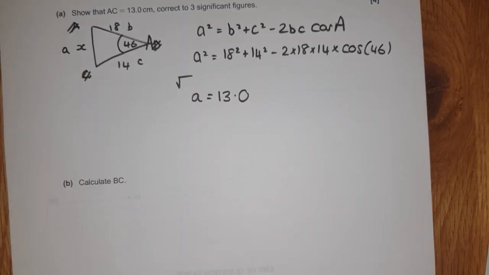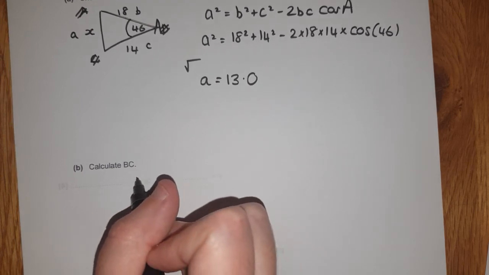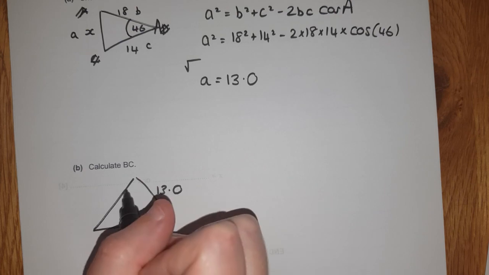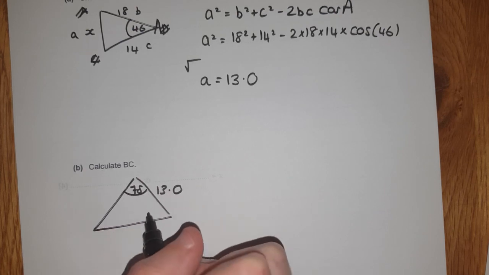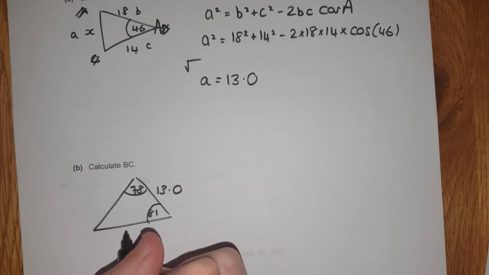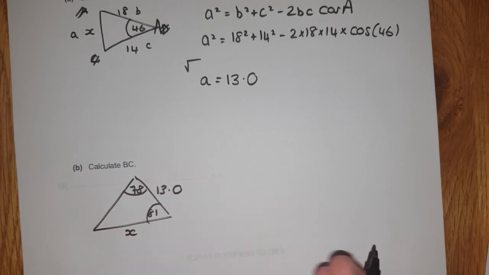Okay, next we want to calculate BC, so this time we're looking at the next triangle. We've just worked out that that is 13.0. That angle there is 78. That angle there is 81. And we're trying to work out that side along the bottom.